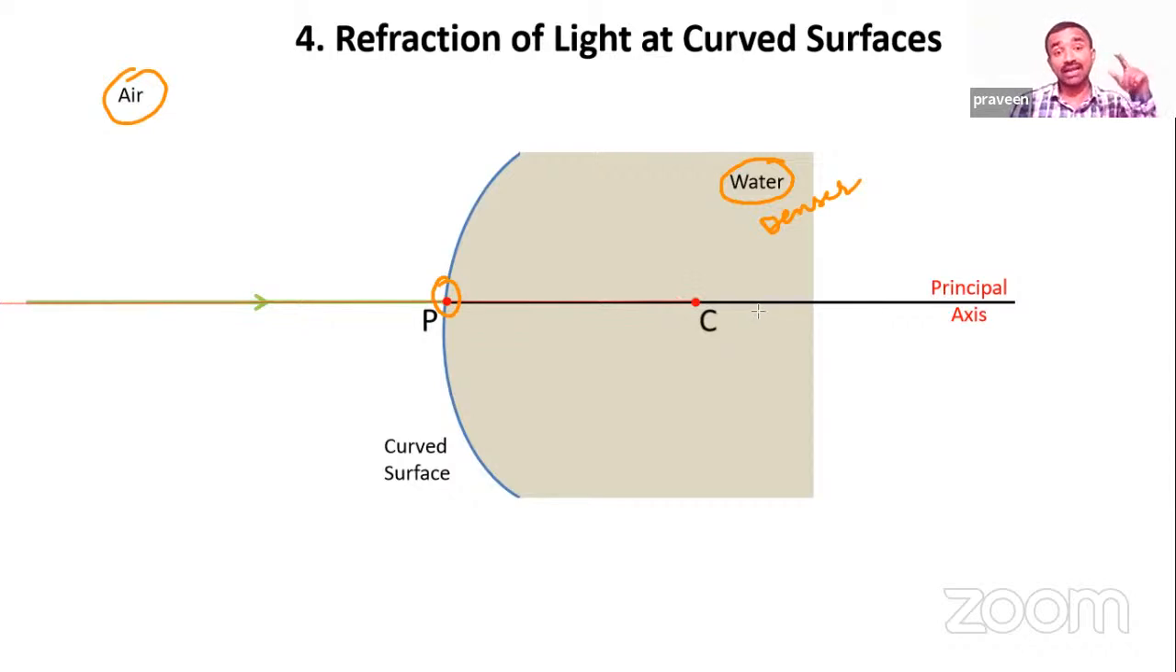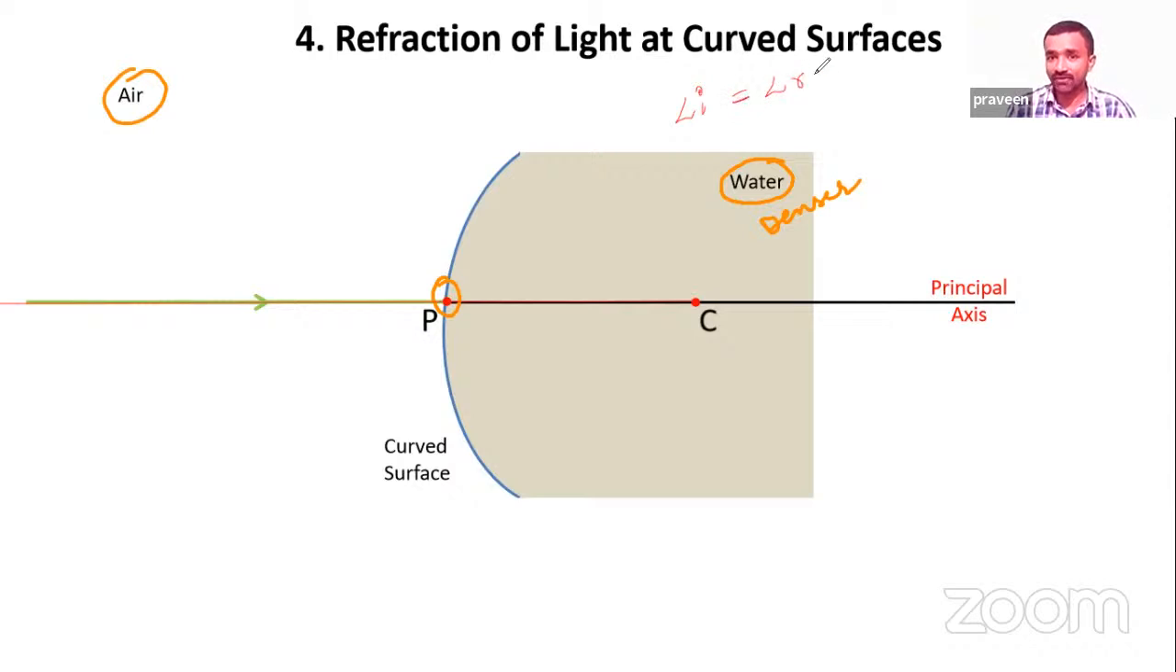So for the line along the normal, in this case, the angle of incidence and the angle of refraction are both the same. What is that value? That value is equal to 0. So the angle of incidence and angle of refraction are both equal.